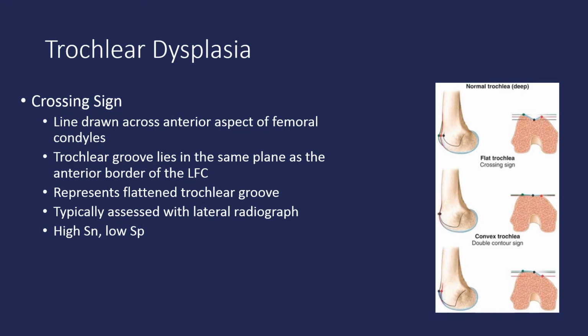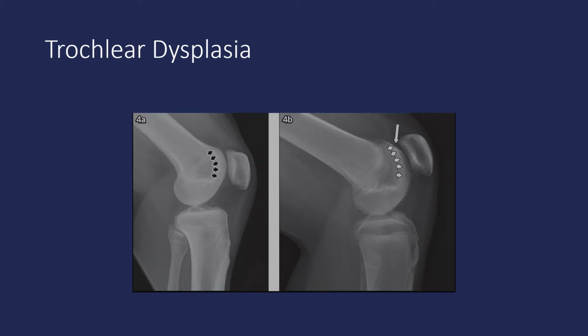The crossing sign is a line represented by the deepest part of the trochlear groove crossing the anterior aspect of the femoral condyles assessed from lateral radiographs. Normally, the femoral trochlea will be deep enough that it will not protrude beyond the femoral condyles. In a patient with trochlear dysplasia, the flattened trochlea will oftentimes lie in the same plane as the anterior border of one of the femoral condyles, typically the lateral femoral condyle. The crossing sign is sensitive but not specific in investigating trochlear dysplasia.